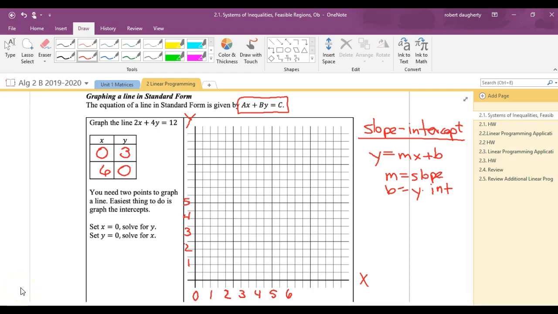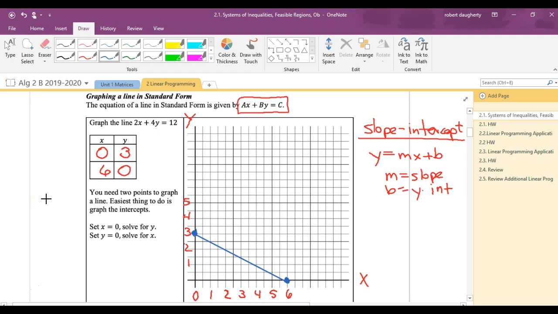Okay, so now I'm ready to graph this line. This line starts at 0, 3, which is right here, and it goes to 6, 0, which is right there, okay? And let's draw a line right here. So my line is going to go from here to here. And there we go.